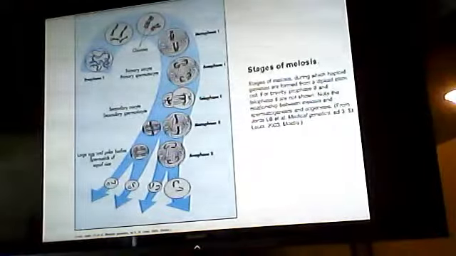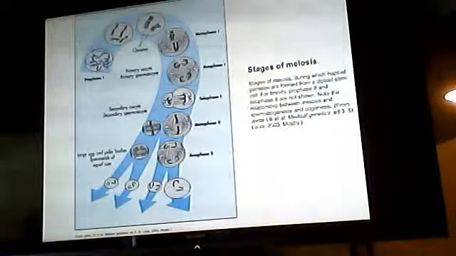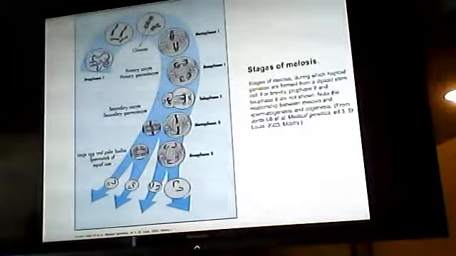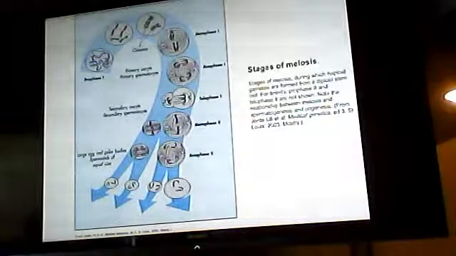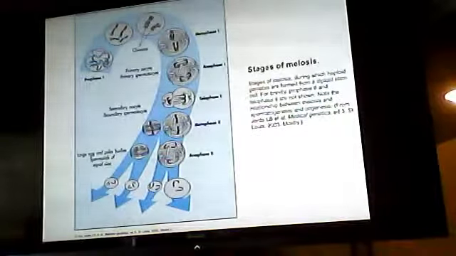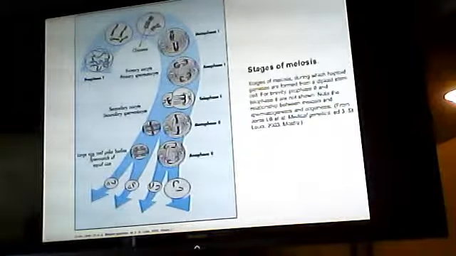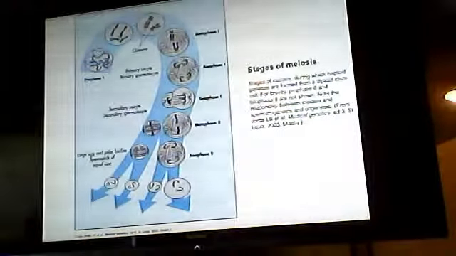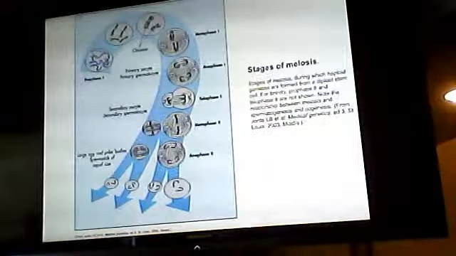Once you hit puberty, the eggs once a month get ovulated, and then they go through the sequence up until metaphase 2, and they stop there. And unless they're fertilized by the sperm, then they'll finish through telophase 2. Otherwise, they just end at metaphase 2, and that's it.